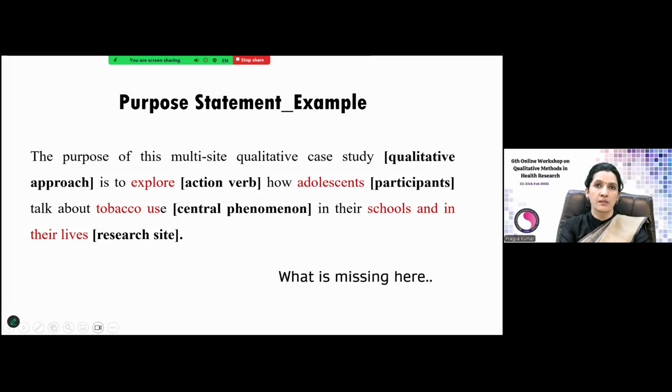Similarly, what is missing here? Again, can someone read this purpose statement? The purpose of this multi-site qualitative case study, that is the qualitative approach, is to explore the action of how adolescents, that is the participants, talk about tobacco use, which is a central phenomenon, in their schools and in their lives. It is a research site. So what is missing here?